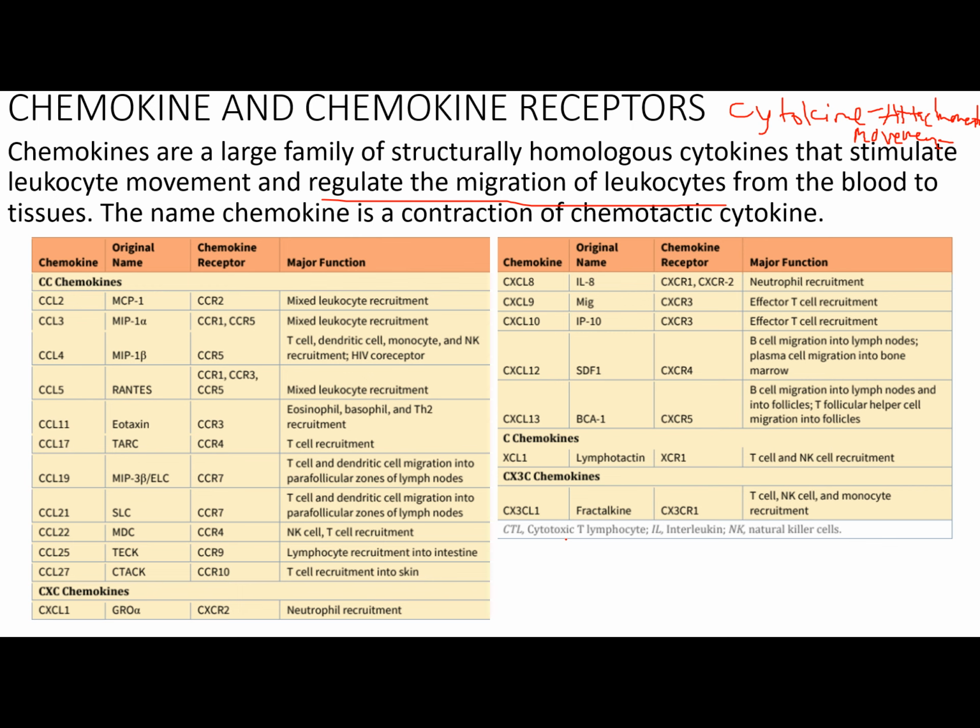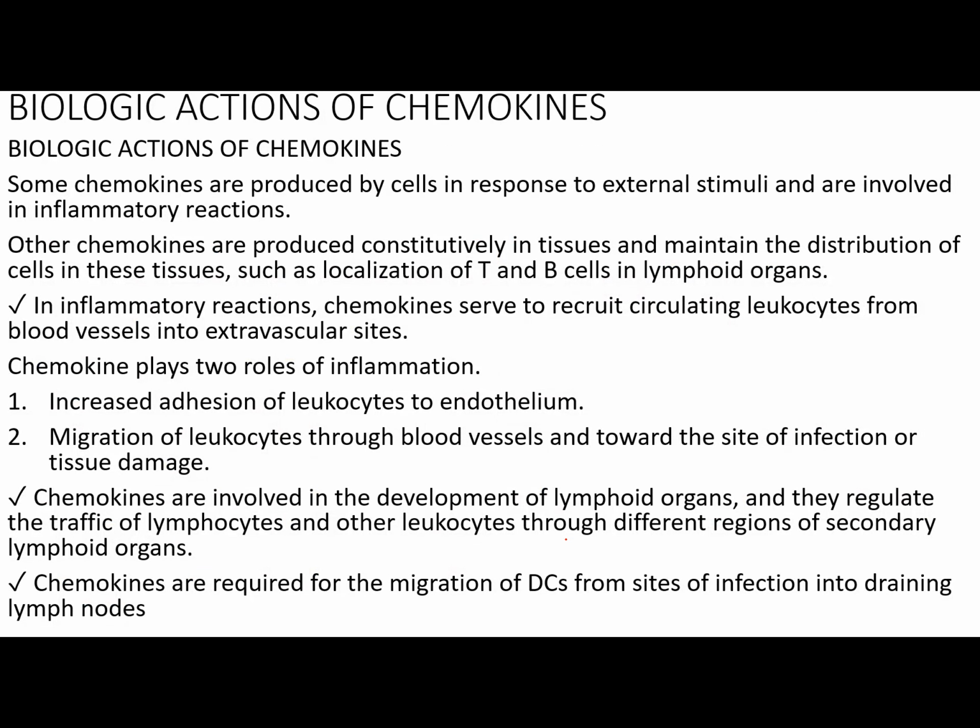All right, let's continue. So let's talk about the biological actions of your chemokines class. Now, some chemokines are produced by cells in response to external stimuli and are involved in inflammatory reaction. Other chemokines class naman are produced constitutively in tissues and would maintain the distribution of cells in this tissue, such as the localization of T and B cell in lymphoid organs.